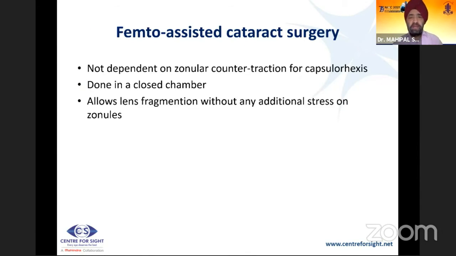So the femto assisted cataract surgery is not dependent on zonular countertraction for capsular axis. It is done in a closed chamber and allows lens fragmentation.